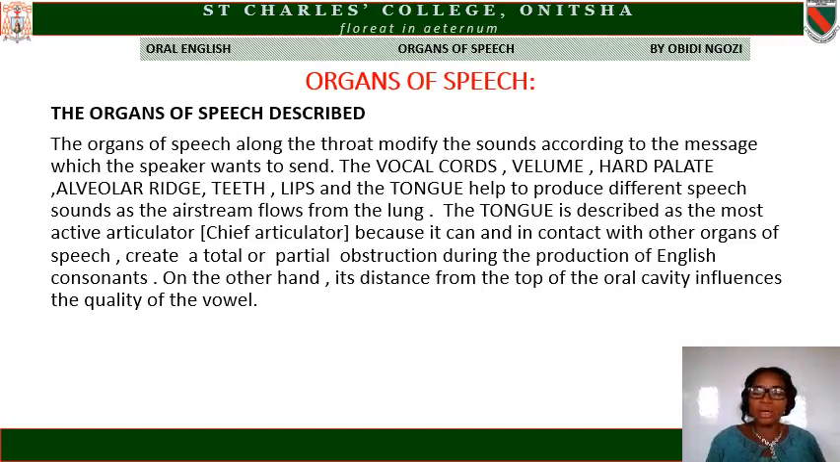The tongue is described as the most active articulator, that is, the chief articulator, because it can, in contact with other organs of speech, create a total or partial obstruction during the production of English consonants. On the other hand, its distance from the top of the oral cavity influences the quality of the vowel.